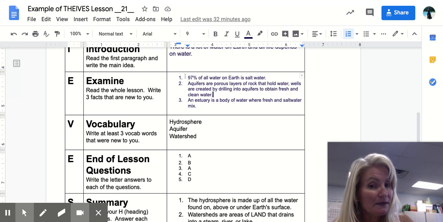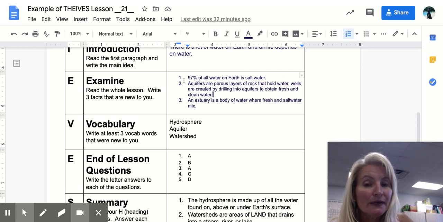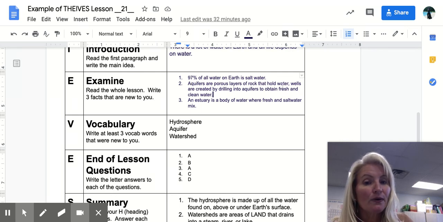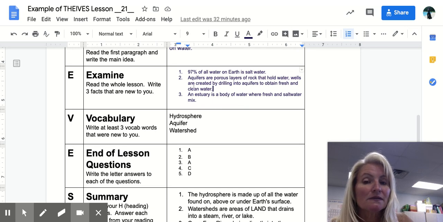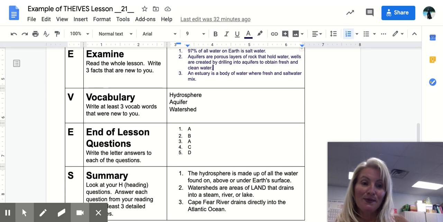Number 1, 97% of all water on Earth is salt water. Look how I included the number instead of most. Details matter. Please give me as many details as you can when you write to me. 2, aquifers with a capital A. Aquifers are porous layers of rock that hold water. Wells are created by drilling into aquifers to obtain fresh and clean water. So notice there's a period at the end. I would like you to also write in sentences that begin with a capital letter and they have punctuation at the end. Details matter. 3, I wrote, an estuary is a body of water where fresh and salt water mix. Now we're going to V.